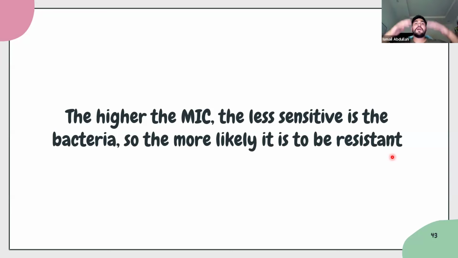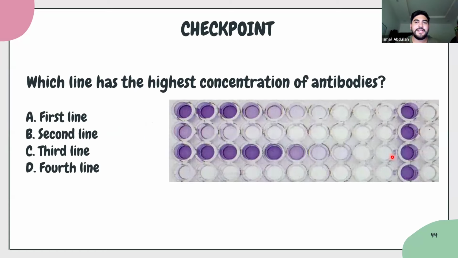But if now I'm using very high levels of the antibiotic, which means that the MIC is very high now, this means that the bacteria is less sensitive to the drug, which makes it more resistant. So it's the same idea as the breakpoint of susceptibility. This is the takeaway, tamam, and I hope it's clear to you guys, inshallah. So let's do some questions before we proceed to parasites.